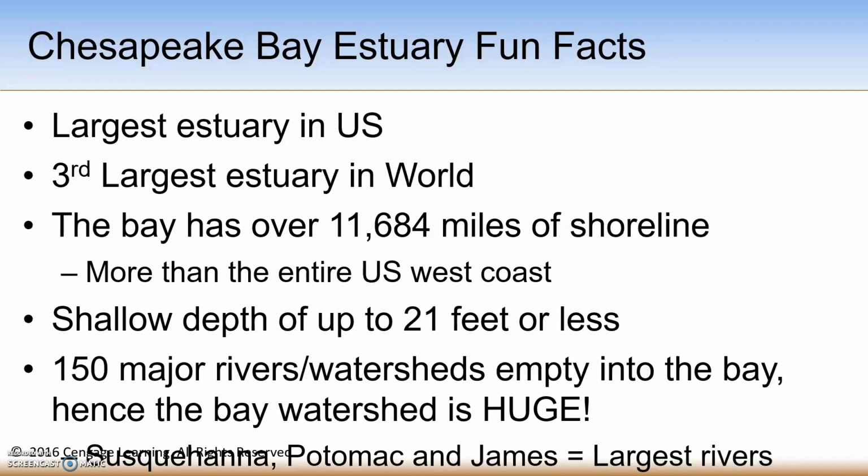The estuary is unique because of its shallow depth of up to 21 feet or less, and there are areas in the estuary that if you were a 6-foot tall person, you could easily wade through more than 700,000 acres of the bay and never get your hat wet. Hence, it is shallow. There are more than 150 major rivers and watersheds that empty into the bay, and obviously any water quality or land use associated with those watersheds can feed into the bay and cause potential environmental impact. Hence, the bay watershed is huge.